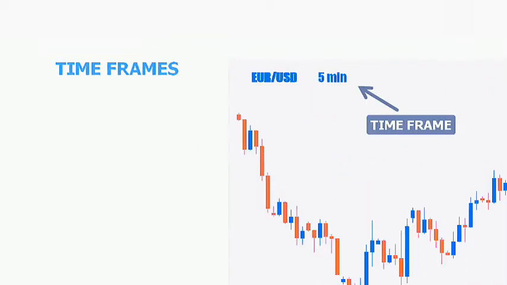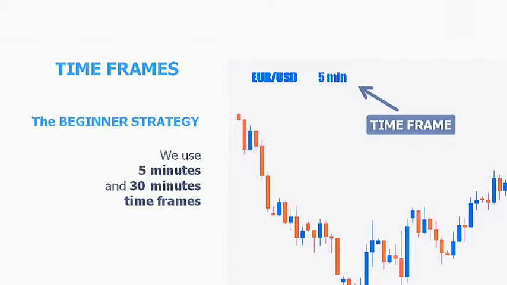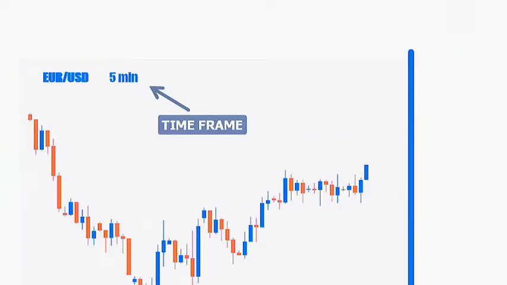Each candlestick shows the price development over a period of time. We refer to this as a time frame. A 5-minute time frame therefore means that each candlestick shows the price development over 5 minutes. In the beginner strategy, we use the 5-minute and 30-minute time frames. During the period that the candle forms, you will observe that it changes shape. After the period, the candle is closed and a new candle starts to form, or opens.